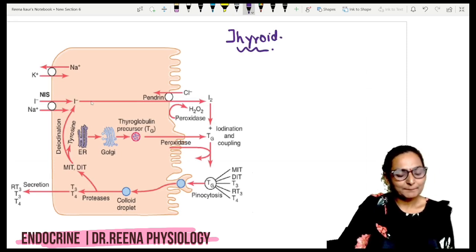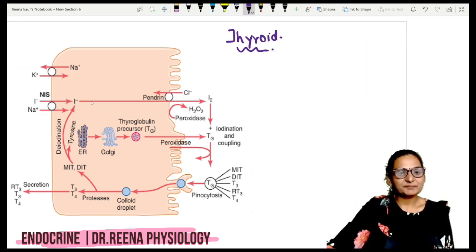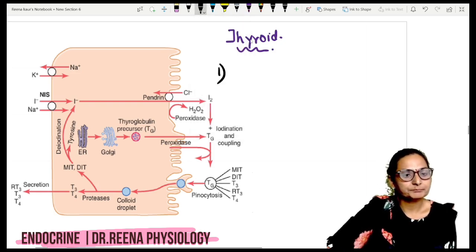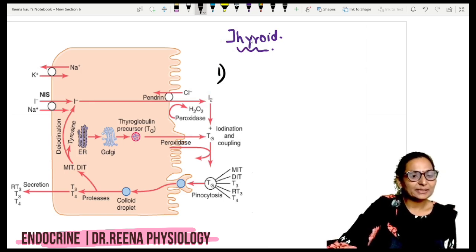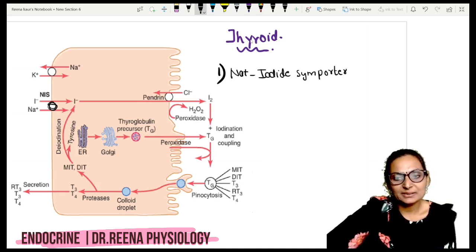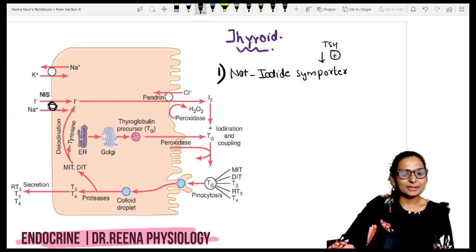Now, the first very important thing is the synthesis of thyroid hormones. The first step is taking iodine inside the cell. You can see that this is the sodium iodide symporter, which will take the iodine inside. This step is stimulated by your TSH, that is thyroid stimulating hormone.